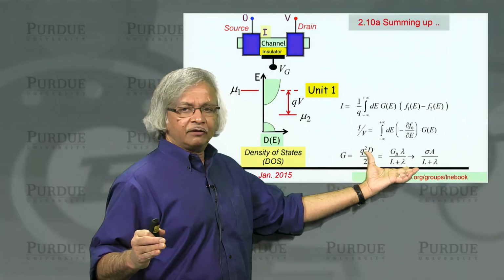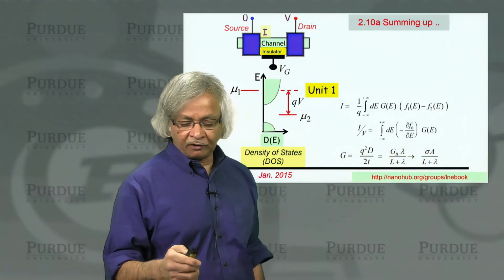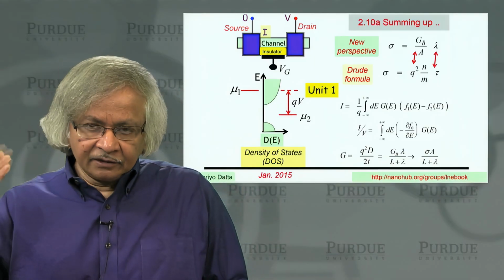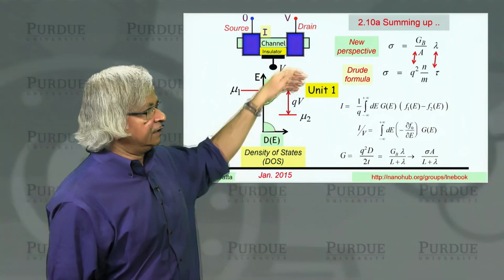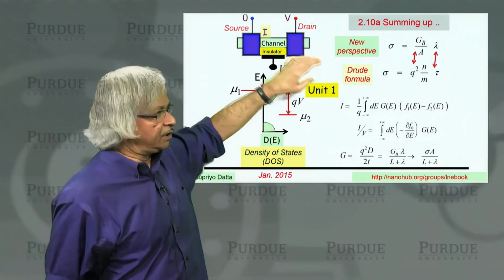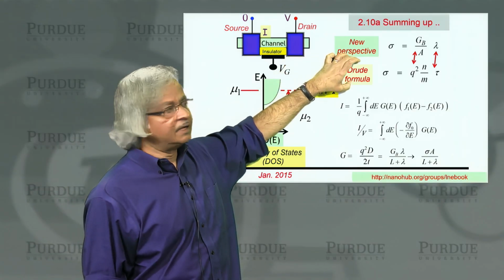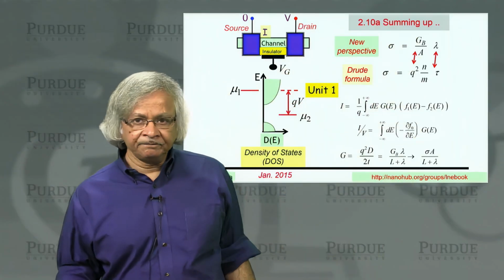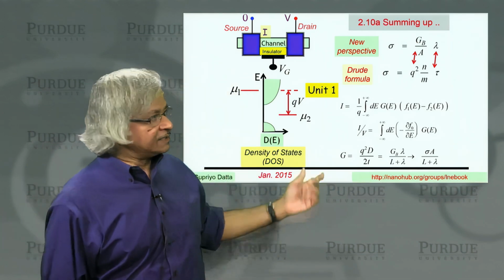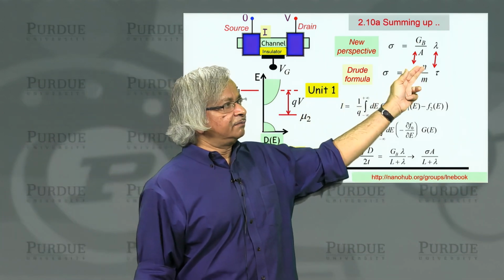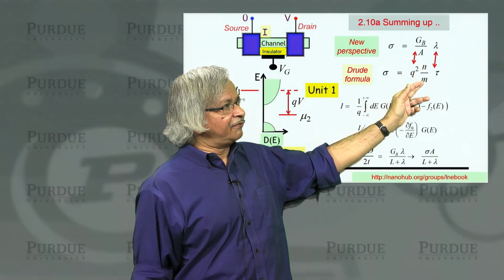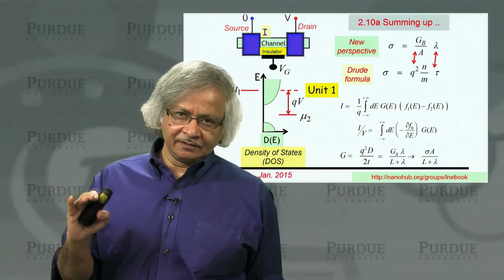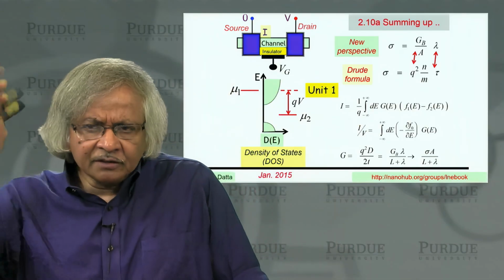And this way of looking at it then gives you a different expression for conductivity, which is what we call the new perspective. And to contrast that with what you normally learn starting from freshman physics or any textbook, usually it is this Drude formula. So in this new perspective, the conductance is ballistic conductance per unit area times the mean free path. Whereas in the Drude formula, it's like free electron density, effective mass, and this mean free time. Right? And one of the objectives we had in this unit was to try to connect the two.